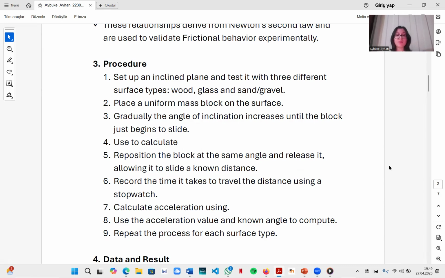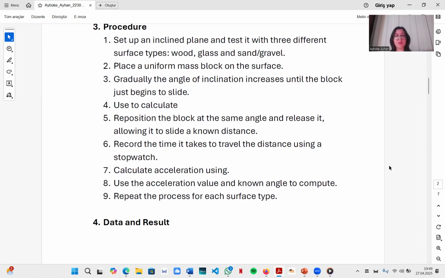For kinetic friction, the block was allowed to slide a known distance of 1 meter. The time taken to cover this distance was measured using a stopwatch. From distance and time, the acceleration was calculated and then used to determine the kinetic friction coefficient. These steps were repeated for each of three surfaces: wood, glass, and sand.